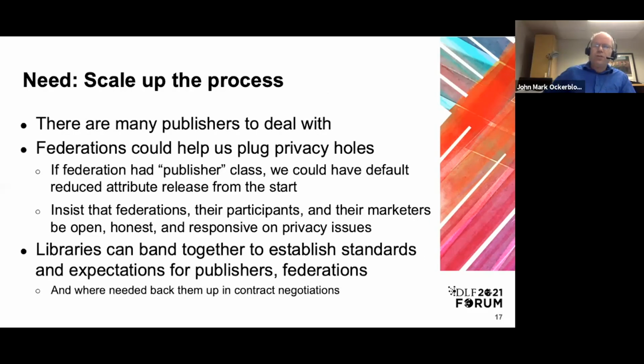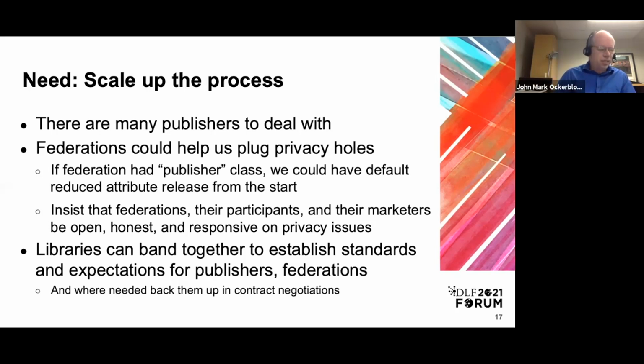We've been doing this with a few different publishers now, but there are potentially many, many publishers that either are using single sign-on or could be. We'd like not to keep having to do this sort of bespoke procedure every time, because that's going to be too time consuming. So we'd like to scale up the process. There are a few ways we can do that.